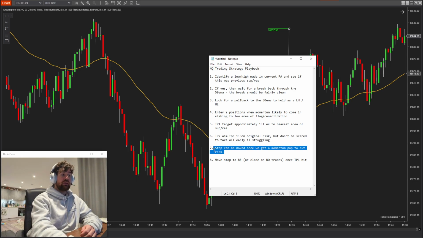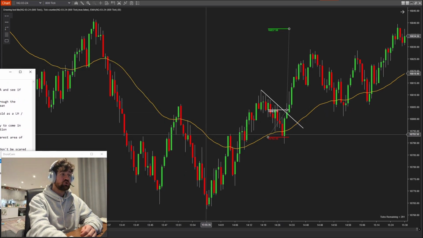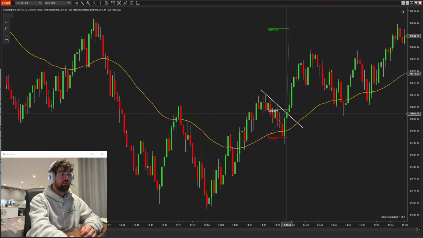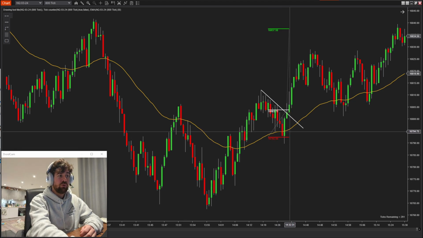Now, your stop can be moved once the momentum starts to pop to cut the risk. So for example, on this trade here, if we got in here, once we got this first push here, we'd have probably been looking to take profit anyway. But once we got this first push here, we took out this 1805, we began pushing, I'd be moving my stop probably up to maybe like 94, and then maybe like 97, 99.